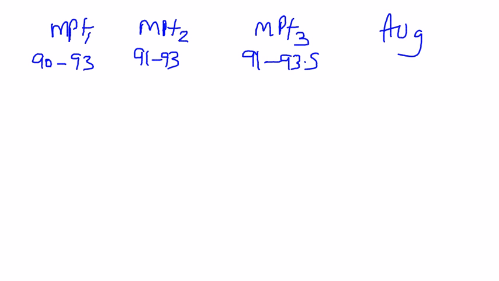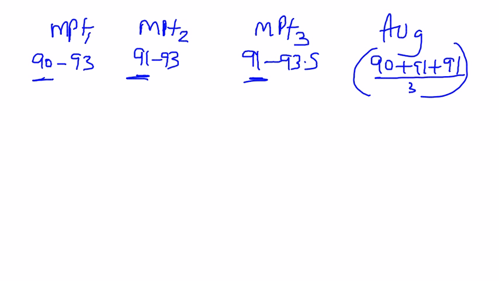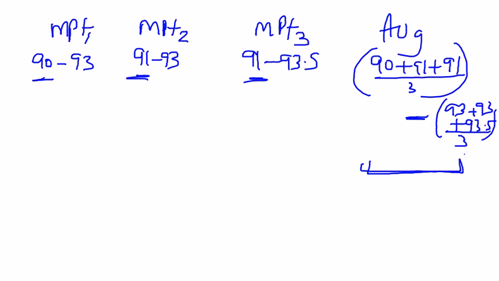Then the average is going to be all the lows put together. So that will be 90 plus 91 plus 91 divided by 3. So all the lows together to all the highs together, 3.5 divided by 3. So it has to be a range as well.